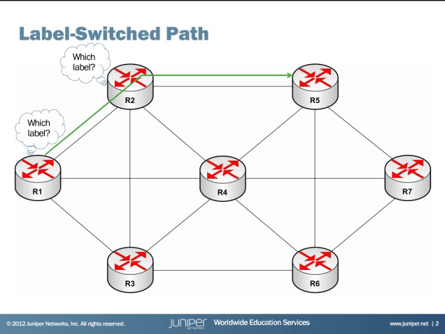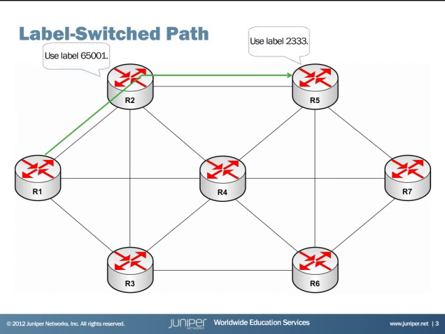Now, you could configure this statically, similar to the way you configure a static route, but most people opt to use a label distribution protocol. Using a label distribution protocol, R5 can tell R2 which label R2 should use when it sends R5 traffic from the LSP. Likewise, R2 can tell R1 which label R1 should use when it sends R2 traffic from the LSP. As you can see, label distribution protocols are quite important.